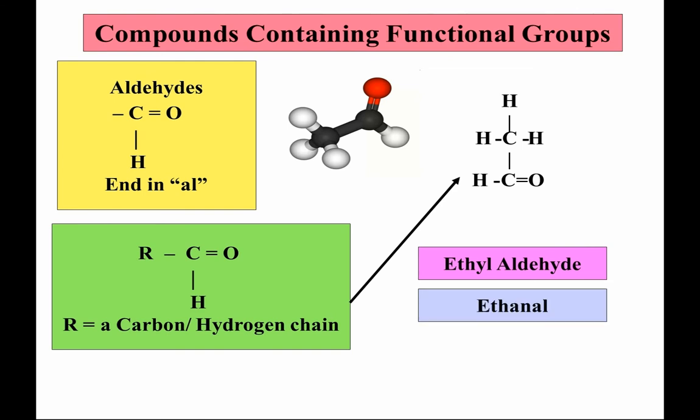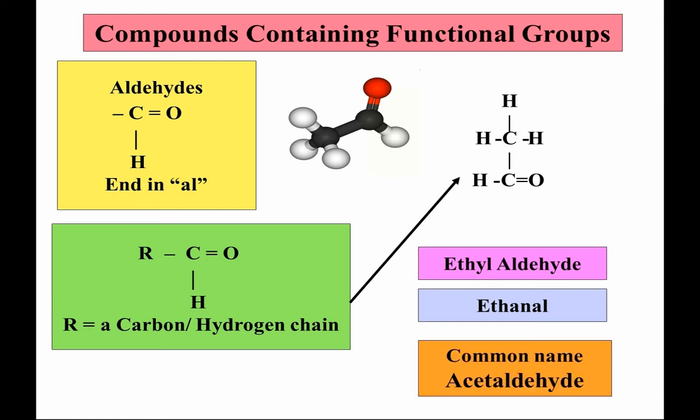A more systematic and modern terminology would be ethanal. Why? 2 carbons ending with an aldehyde group. The AL indicates that. Ethanal would be the more systematic name. The common name would be acetaldehyde.